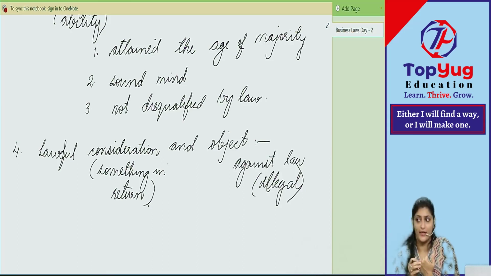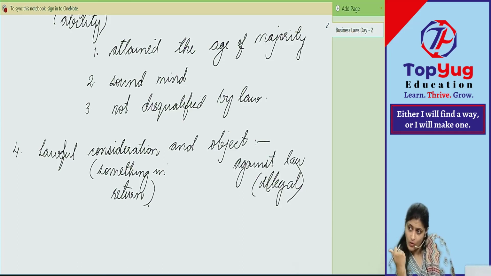See, it is not always for money only. Contracts can be entered for things also. I will give you my old car, you give me your bike. Okay, that is also a contract, that is also a valid agreement. Okay, so here also I am telling you, I will give you my house.